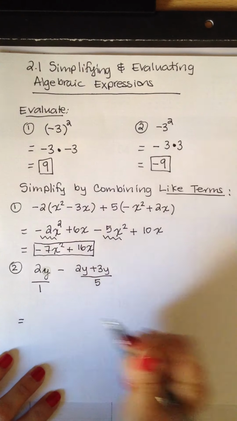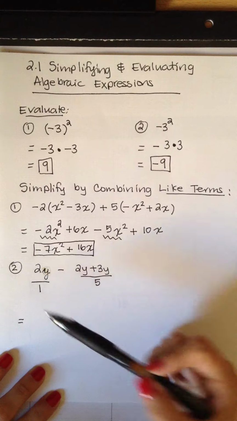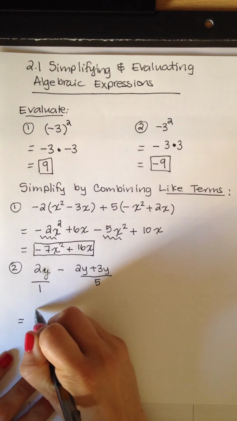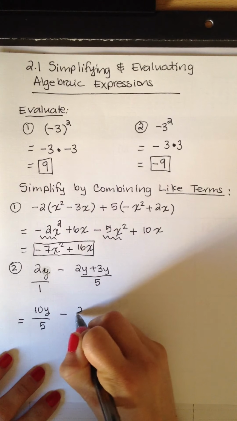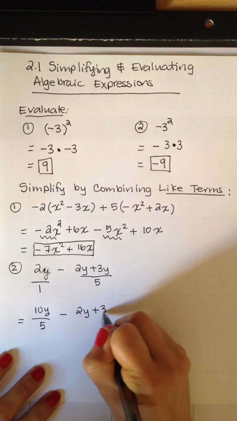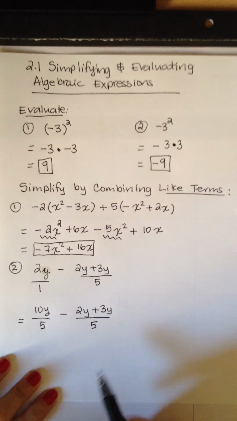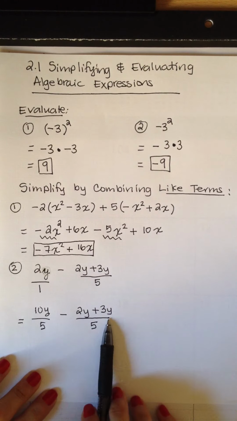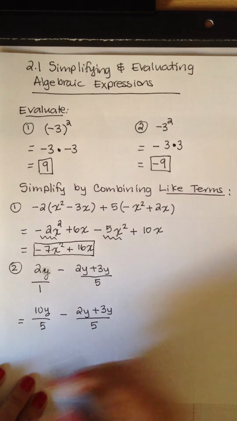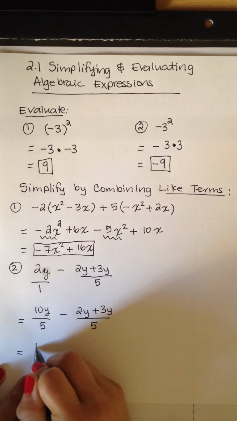So we can rewrite the first fraction where you multiply by 5 over 5, which gives us 10y over 5 minus 2y plus 3 over 5. Since we have the same denominator, we can now subtract. We can also combine our like terms in the numerator. So let's combine like terms here first.